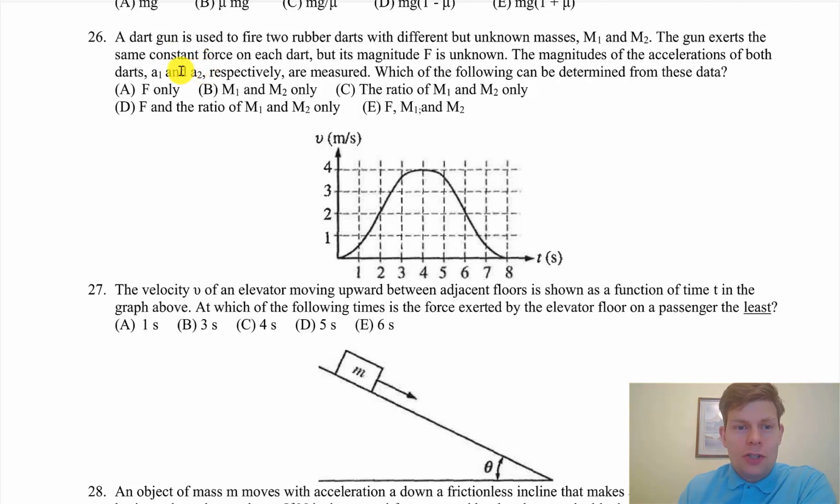So the ratio of the accelerations is opposite the ratio of the masses, if that makes sense. Just think through it: if one of the accelerations was double the other, let's say A2 was accelerated twice as fast as A1, that would mean M2 was half the mass of M1. So think that through. All the other things we just don't have enough information for.